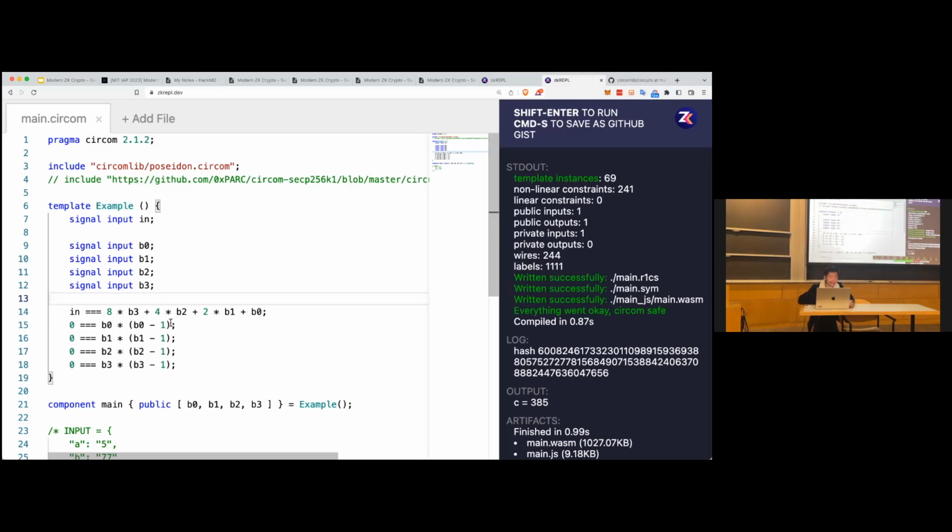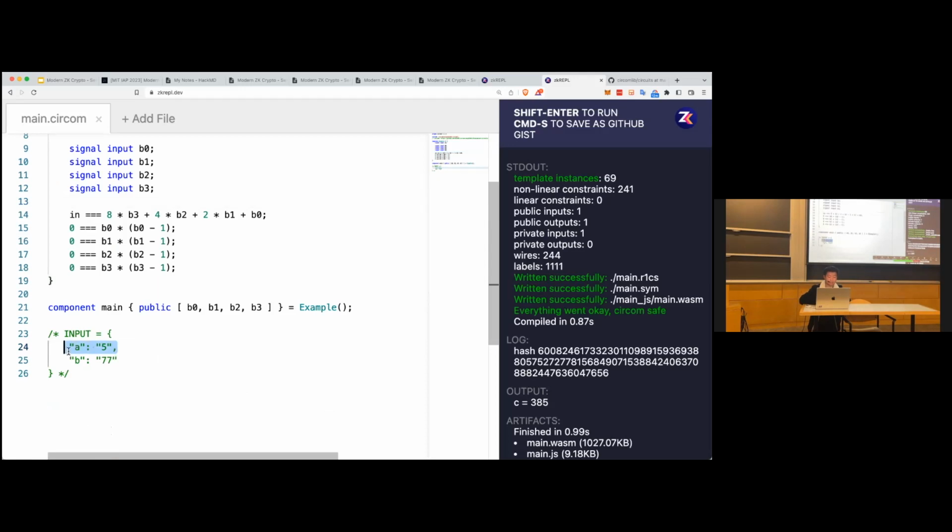Okay, so let's try this on some sample input here. We're going to say in is 11. And we're going to say B0 is 1, B1 and so on. The representation of 11 is 1011. So we're going to write these for the Bs.